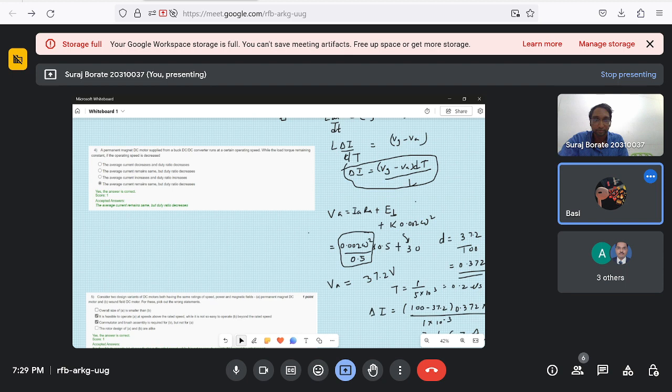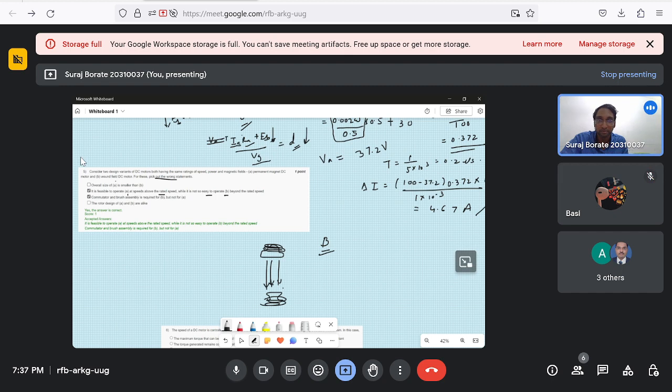Commutator and brush assembly is required for B but not for A. First of all, for both B and A, the commutator and brush assembly is located on what part of the motor? Anyone? Hello? What part of the motor is the commutator and brush assembly on? What is the purpose of the commutator? Stator? No, it is on the rotor, right?